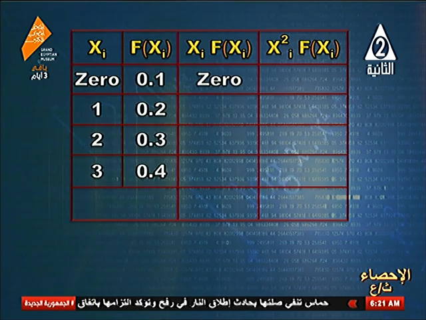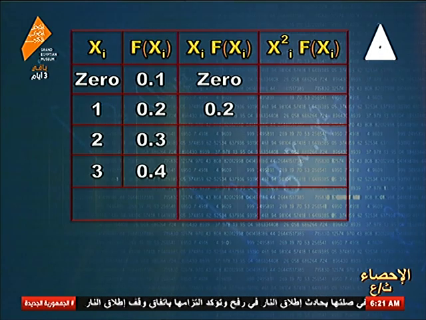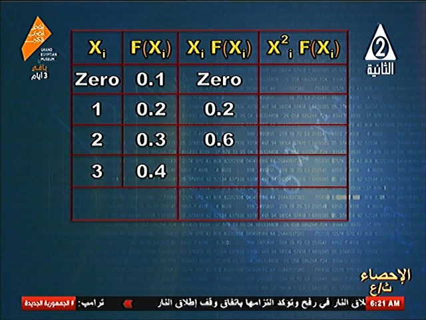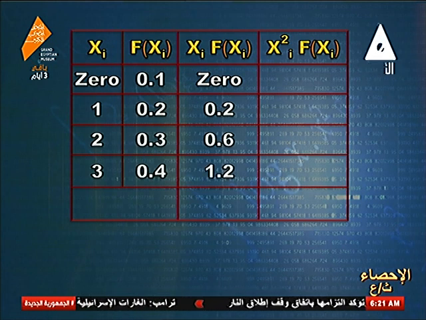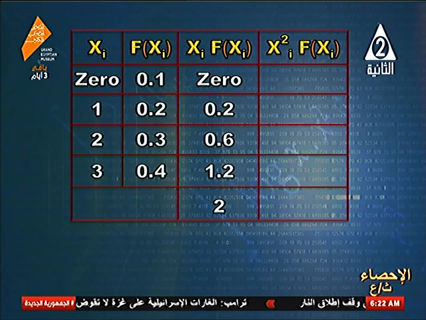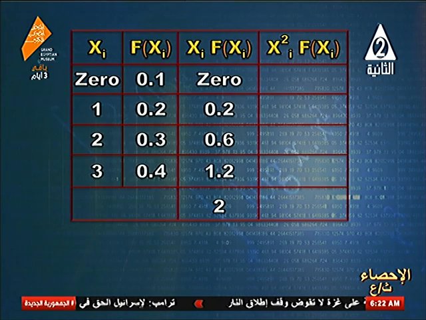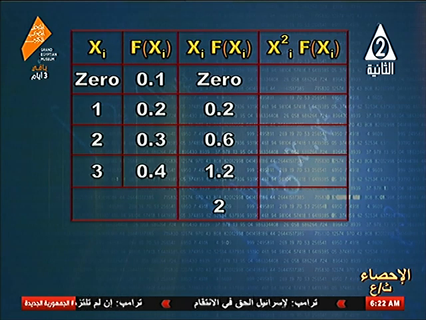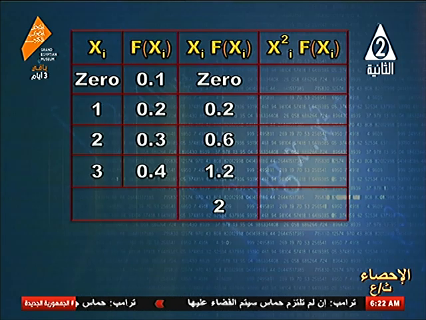Multiply the first column with the second column: 0, 0.2, 0.6, 1.2. What is the summation? 2. This is called arithmetic mean. What is the arithmetic mean? Don't forget, arithmetic mean, summation xi f of xi, is 2, or mu is 2.